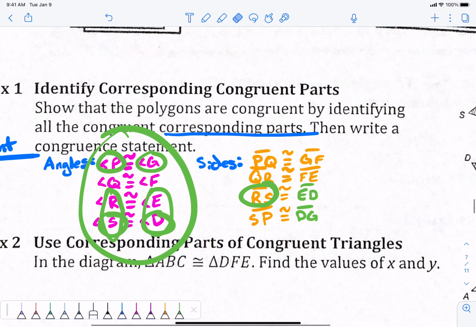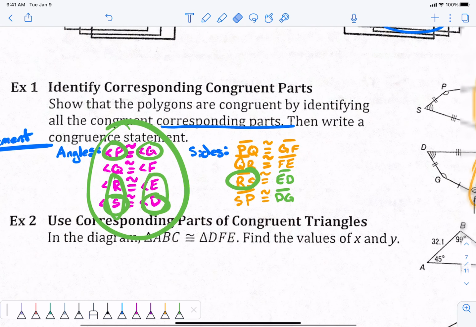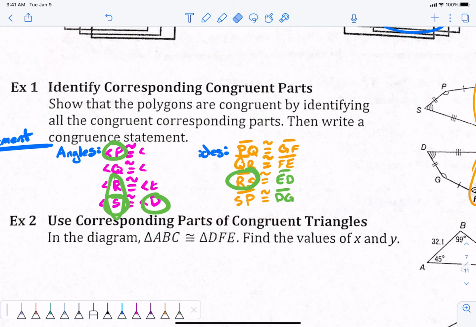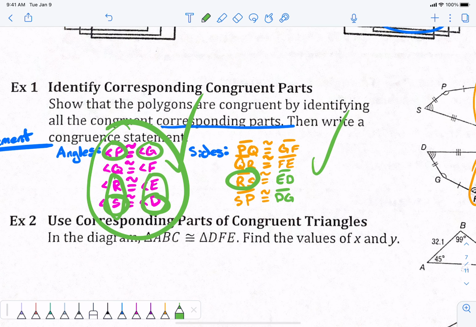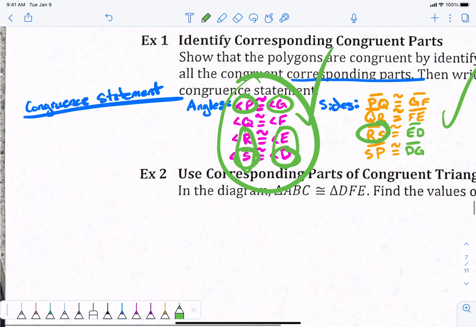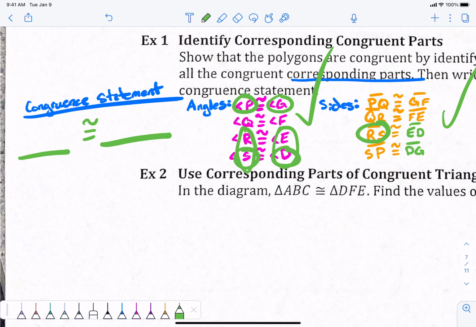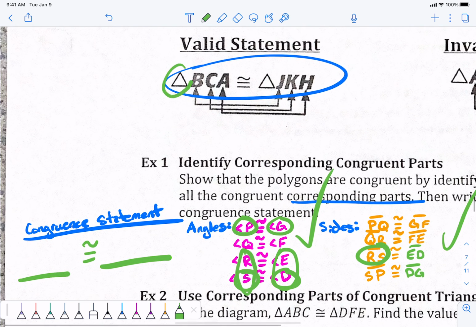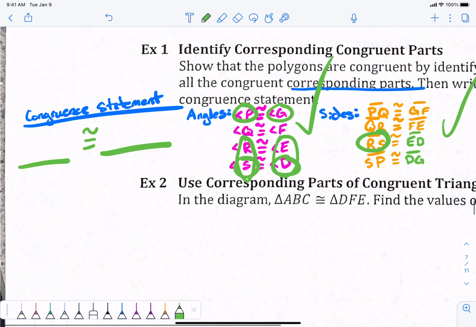Okay, now we've checked off all the angles. Check the angles, check the sides. Now we can write out a congruence statement. So we just say this guy is congruent to this guy, and we can just go in order. Okay? So if you look at the way that we've written out the angles here, when we're doing a triangle, we would say triangle something and triangle something, but since this is a polygon, since it has 4 sides, we don't have to put the triangle in front of it. We can just name them.